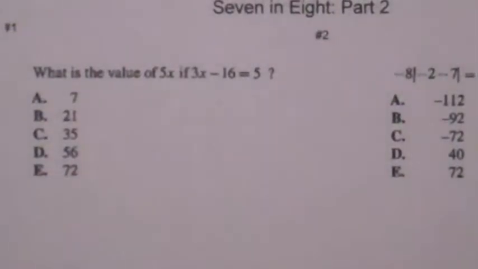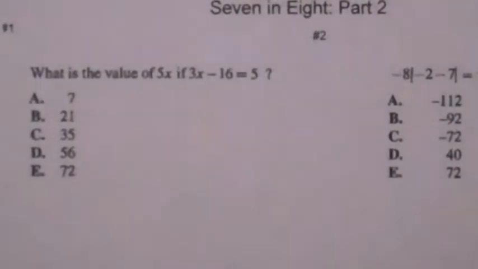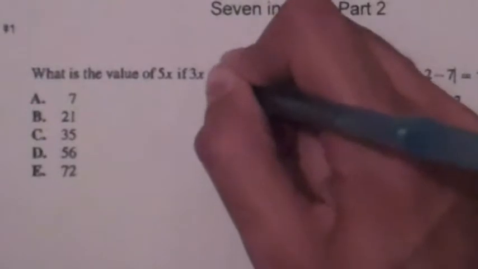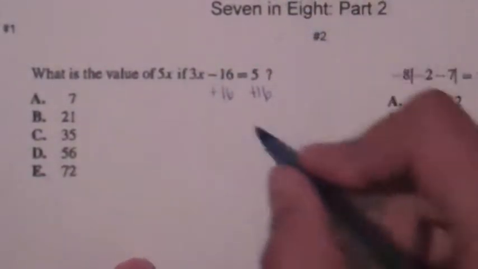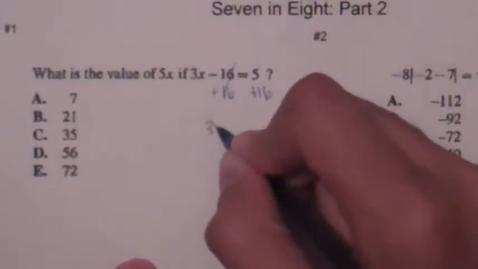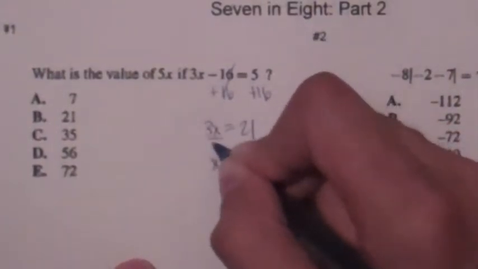Alright, so this marks the start of the second section of our 7 and 8 here, practicing different math problems for the ACT. And this first question is a pretty straightforward one in terms of it's just asking you to solve for x. So on this one, for example, you would add 16 to both sides, you'd get 3x equals 21, and you solve that, divide both sides by 3, you get x equals 7.